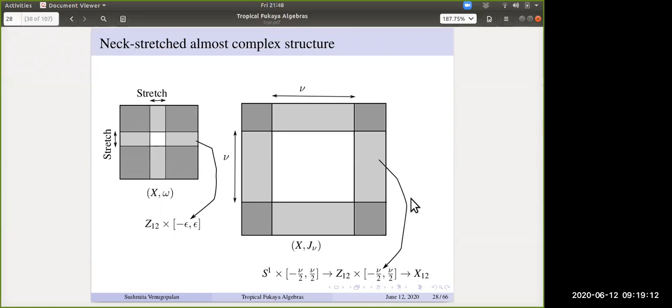Okay, so just like we did neck stretching for a single cut, the same thing can be done for a multiple cut. In our example, we have two cuts, so it's particularly easy to see what's going on. There is this horizontal band which is stretched to a thickness of nu, and similarly this vertical band is stretched to nu. So you get this small square in the middle that gradually becomes a larger and larger square. Also notice that the gray regions have an S1 action, and the white region has a T2 action.